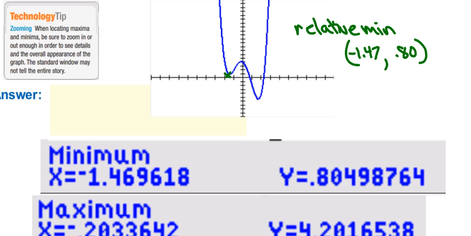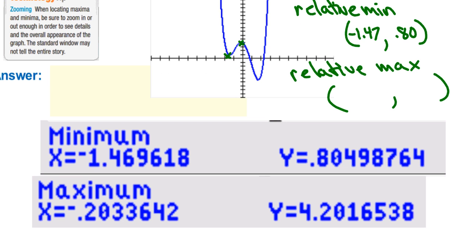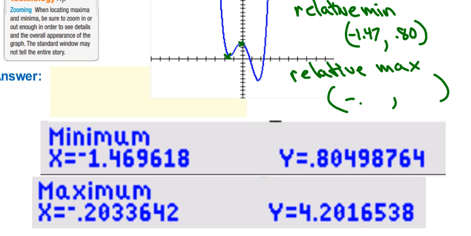And then Colin, what would you call this next one here? That's a relative maximum. And rounded, what is it going to be? And 4.20 as we go.